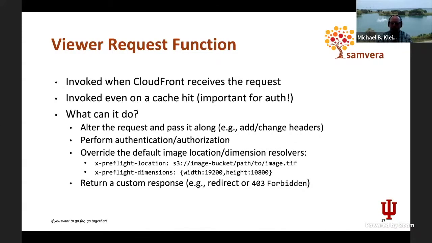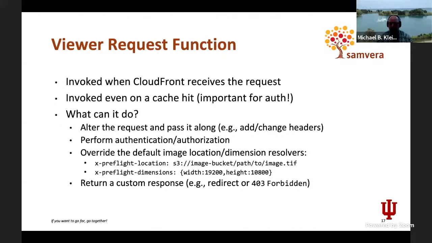Serverless-iiif leverages the ability to alter the request by looking for two custom headers, X-Preflight-Location and X-Preflight-Dimensions, that can be added by the viewer request function to provide the S3 location of the full image or the image's full-size dimensions. People who have seen previous editions of this presentation may remember that if your images were stored in a path other than what the function expected, you had to fork the repo and deploy your own version of the project instead of deploying directly from the serverless application repository. But now you can just deploy the published app straight from AWS and install a viewer request function to handle your resolvers. If either header is present, its value will be used.